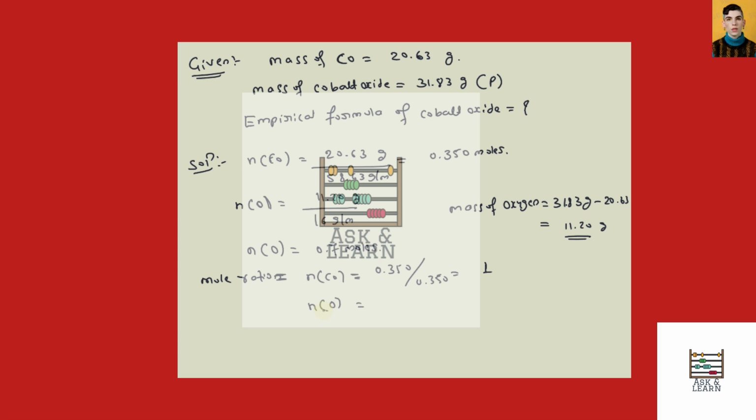Similarly, the mole ratio of oxygen: the moles of oxygen, 0.7, upon the smallest number, 0.350. So we get the mole ratio of oxygen as 2. Hence the empirical formula has cobalt 1 and oxygen 2, which can be written as CoO2. This is the empirical formula of cobalt oxide.